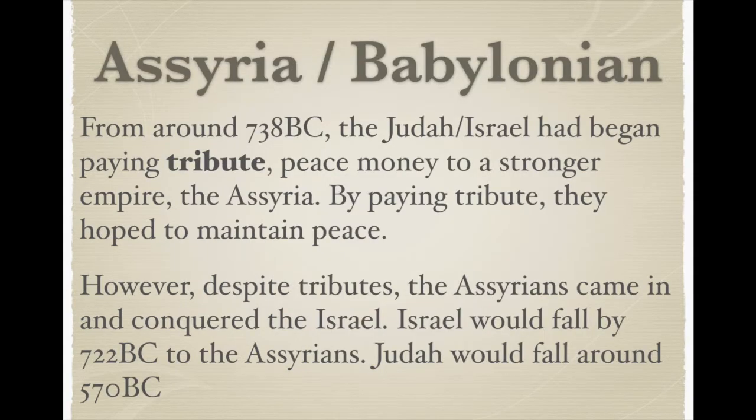Now, by 700 BC, so just a few hundred years later, Judah and Israel begin to pay tribute to a much stronger group of people known as the Assyrians. They hoped by paying money to the Assyrians they wouldn't get attacked, and this was true for a few decades, but eventually Israel, so the northern part, gets taken over by the Assyrians by force, and then a few hundred years later, Judah also falls by 570 BC.